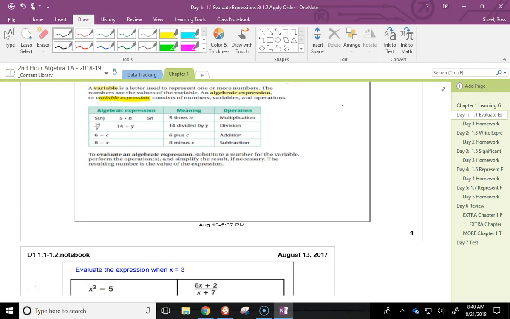Mainly, what's going to happen is if we give you the one like 5n, I'm going to say, evaluate 5n when n equals 2. Okay, so then you just go in, and you'd say, well, 5n, n equals 2, so 5 times 2, and 5 times 2 is 10. So 5n equals 10 when n equals 2. We're going to work a lot of those today.